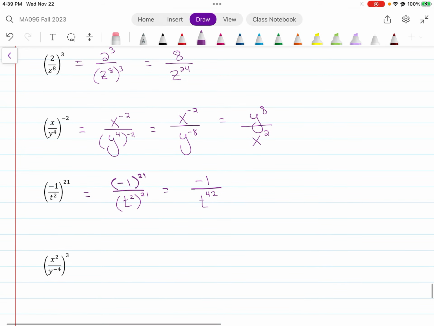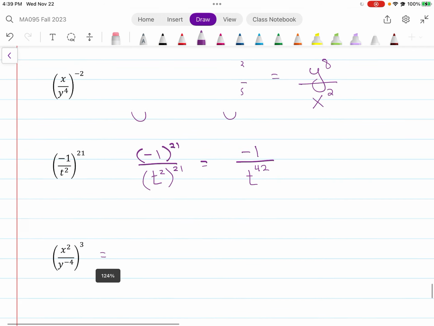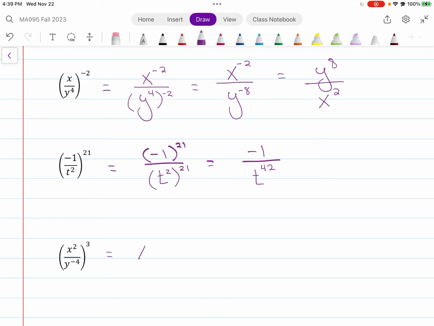All right, last one. We have x squared to the 3 over y to the minus 4 to the 3. So we get x to the 6 over y to the minus 12. Now, we've got a negative exponent, and it's in the bottom. That means it brings it to the top. So we get x to the 6th, y to the 12. And that's the final simplified answer.